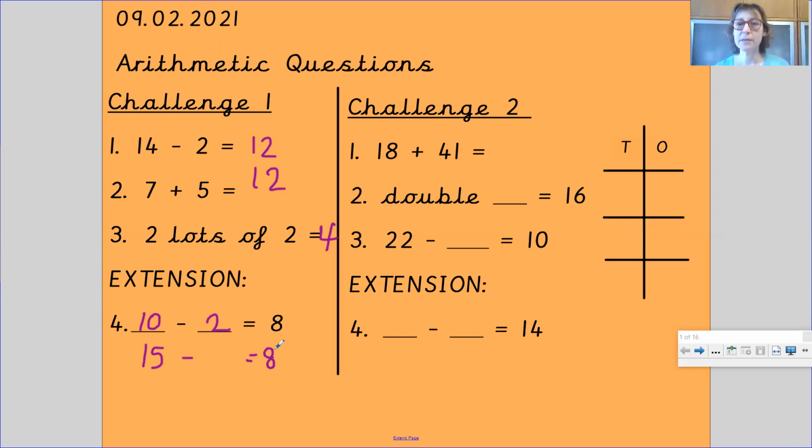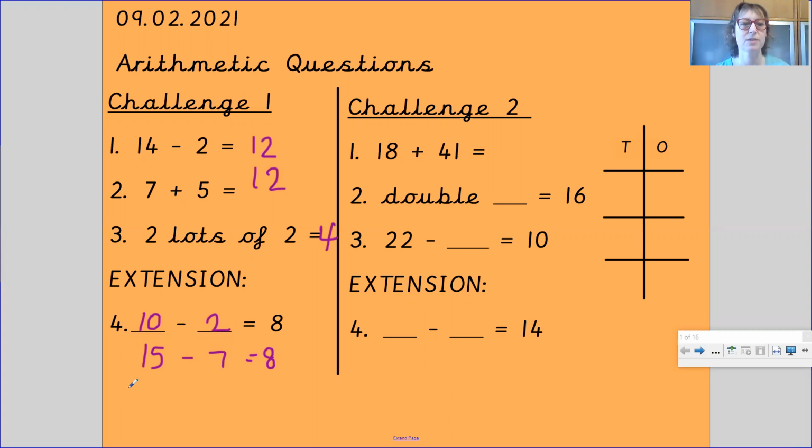Let's do 15. Take away something equals 8. So what I'm going to do is I'm going to put 15 in my head and I'm going to count backwards until I get to 8 and see how many fingers I've used. So 15, 14, 13, 12, 11, 10, 9, 8. So I've got 5, 6, 7 fingers. So 15 take away 7 equals 8.